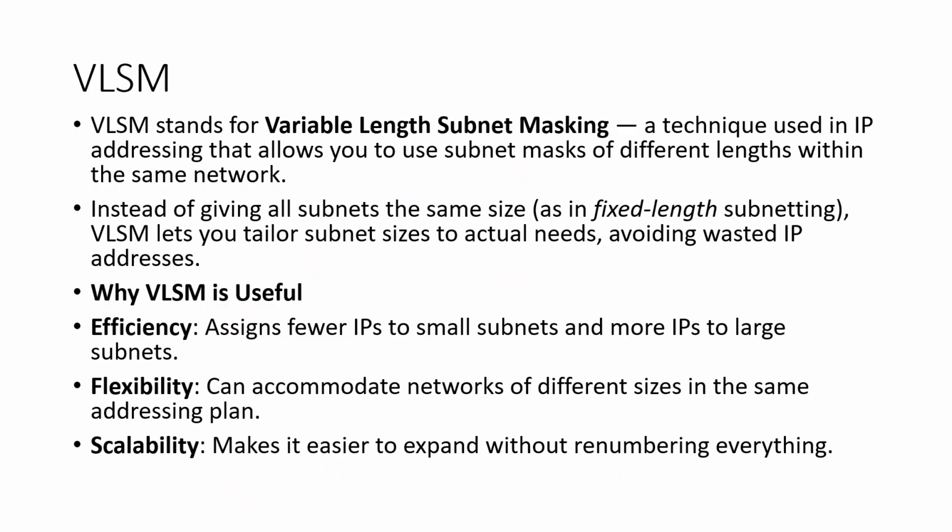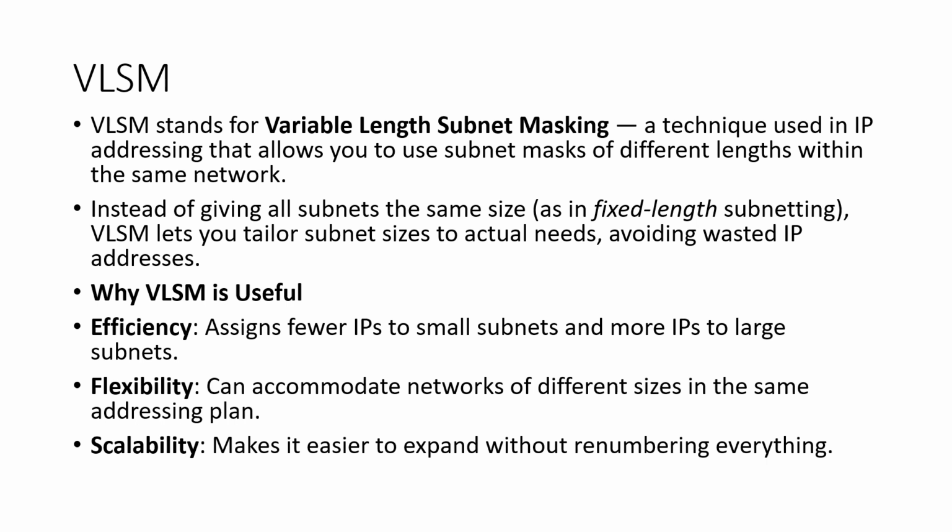VLSM, variable length subnet mask, is a technique used in IP addressing that allows you to use subnet masks of different lengths within the same network. Instead of giving all subnets the same size, which is what FLSM does, VLSM lets you tailor subnet sizes to actual needs, avoiding wasted IP addresses. So VLSM is more useful than FLSM.